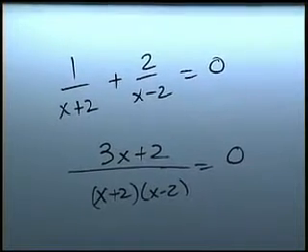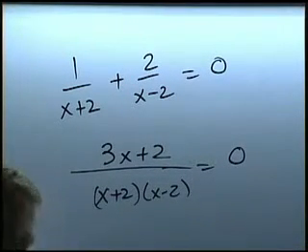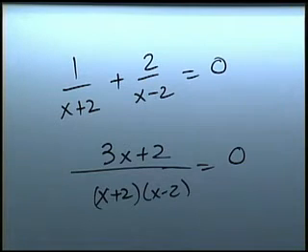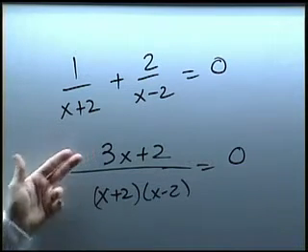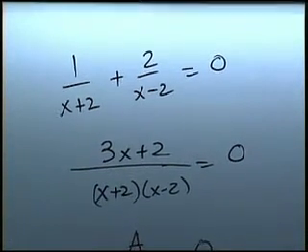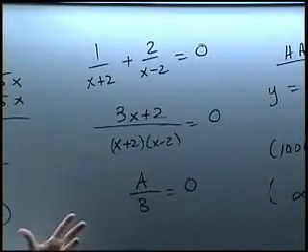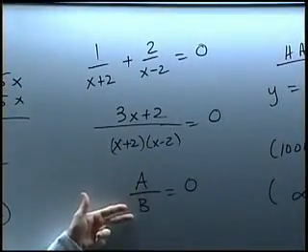Now, when we have rational functions that are equal to 0, there's a little shortcut that we can use. Think about it this way. If I've got something divided by something that needs to equal 0, which one of these two needs to be the 0? Does the A need to be 0 or does the B?